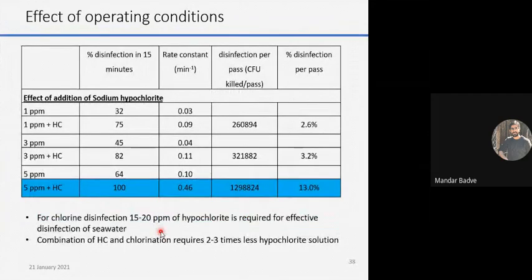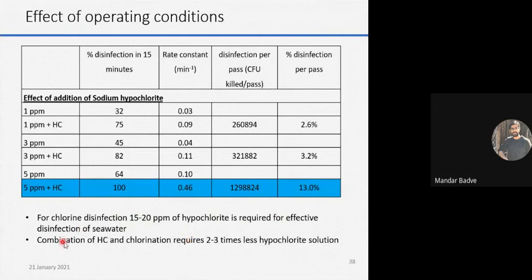Then we also did some combination studies with chlorination. Here also we observed that if you combine cavitation with chlorination, the efficiency increases. For just 5 ppm of sodium hypochlorite, which is the standard disinfectant used for industrial wastewater treatment, with hydrodynamic cavitation, in 15 minutes you again get almost 100% disinfection, right? In general, if you're talking about just chlorination, then for this sort of seawater disinfection, you need around 15 to 20 ppm of hypochlorite for effective disinfection of seawater, right?